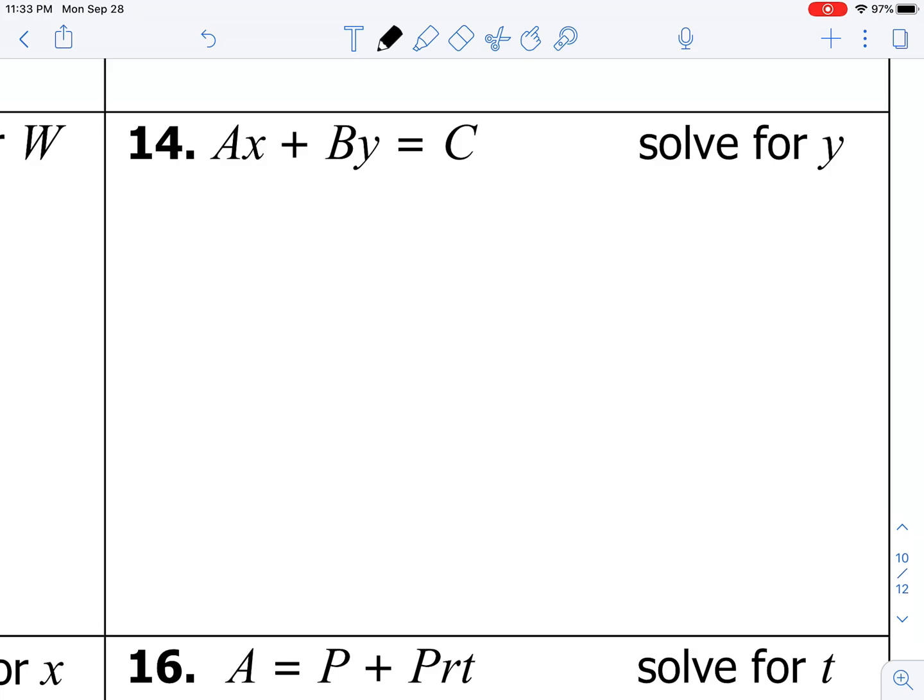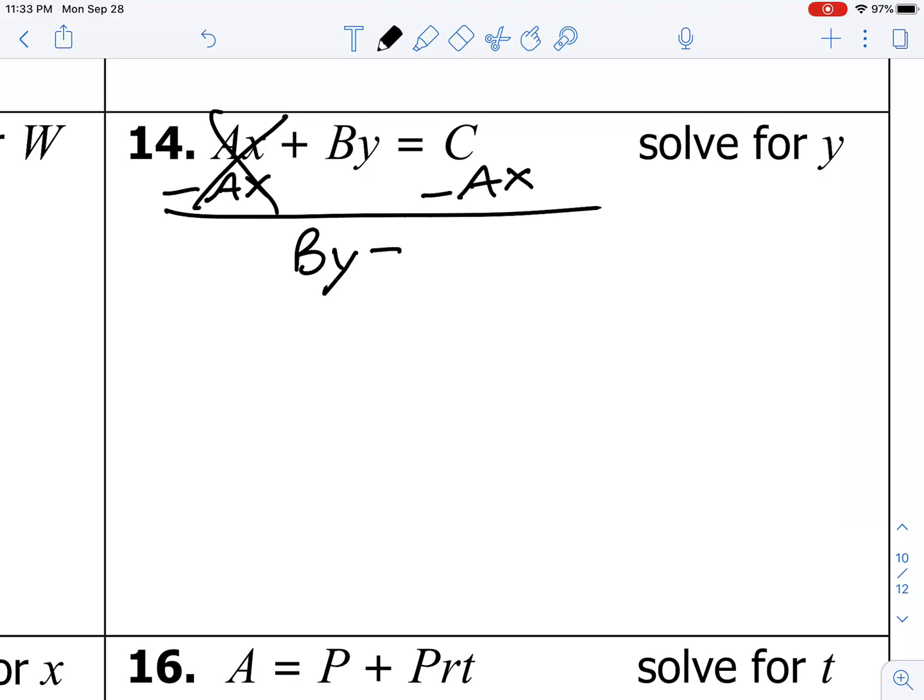Number 14, solve for y. So obviously we need to get rid of the ax first. So let's subtract it to the other side because it's positive. All right? That's now gone. The by just drops down, and then literally you just rewrite it. C minus ax. All right? Because you're not actually adding anything. Okay? You basically just moved the ax to the other side.